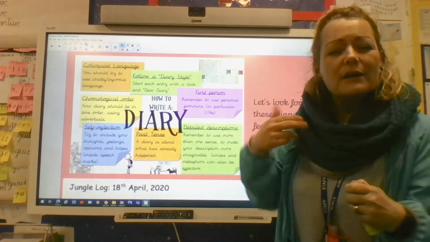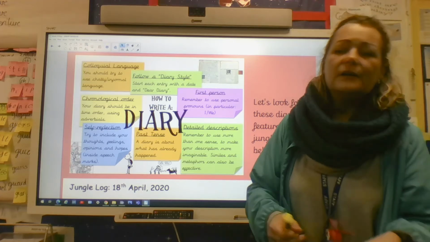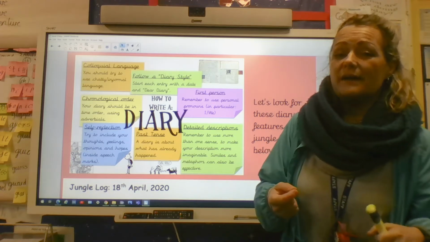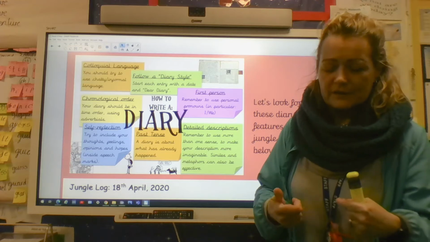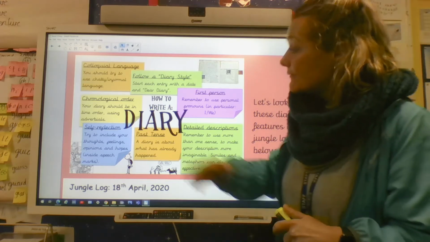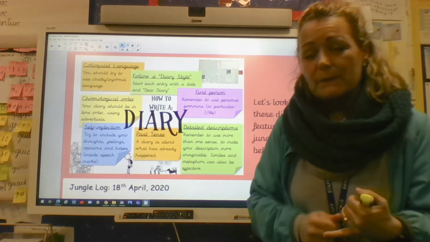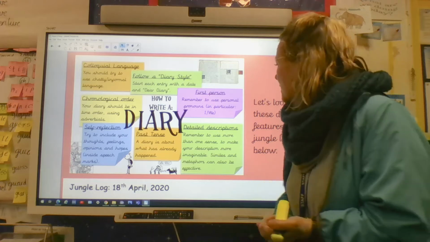Self-reflection, it's nice if you can get a few thoughts in there, a few comments like, oh, it was the best day ever. Or, oh, you wouldn't believe who I saw when I was there. Little comments like that just show that you're thinking about making it a little bit more exciting for others to read. Give your opinions. Of course, it's in past tense, so our verbs are going to be past tense because it's something that we've already done.